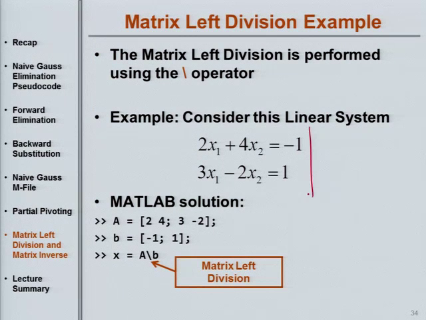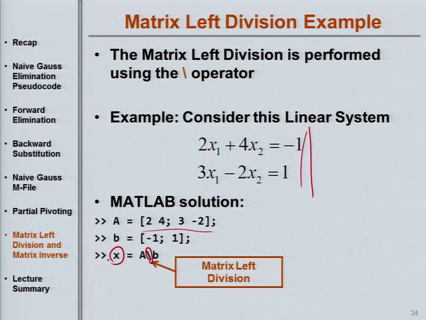So let's look at a really simple linear system. It's just a 2 by 2. The matrix A is going to be equal to 2, 4 in the first row, 3, minus 2 in the second row. There, we've got it there. The right-hand side is minus 1, 1. To calculate x, using MATLAB, we just say x is equal to A backslash B. That's just the syntax for matrix left division. You don't need to know how it works or what's going on. This thing here is actually a MATLAB function, and it will use its own technique to actually do this computation.